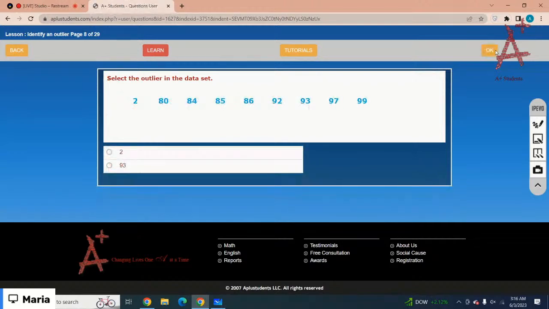Okay, select the outlier in the given data set. So which is the correct option? Yes, 2 is the correct option. 2 is the outlier.